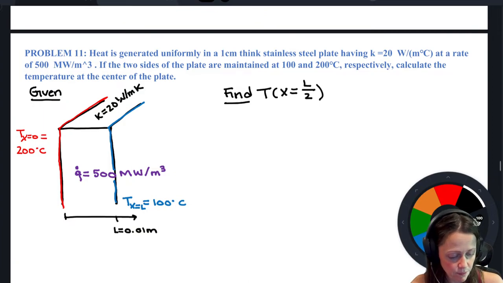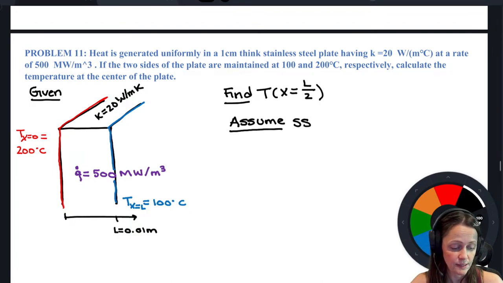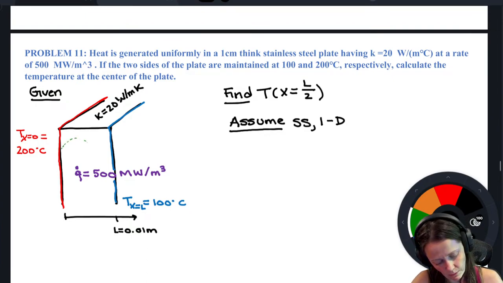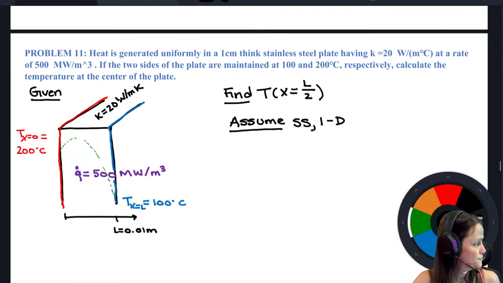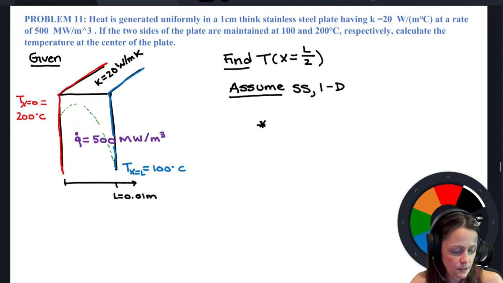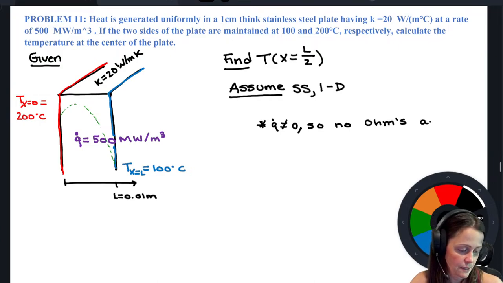All right, so yeah. So what can I assume? Well, they didn't tell me how things were changing with time. Steady state, and one dimensional in the x direction. So what my temperature distribution is going to look like is, well, maybe like that. So you've got this Q dot that's going to keep it up in the middle, but then on the sides it should go down. Okay. So we have Q dot, it's not equal to 0. So no Ohm's analogy. Boo.